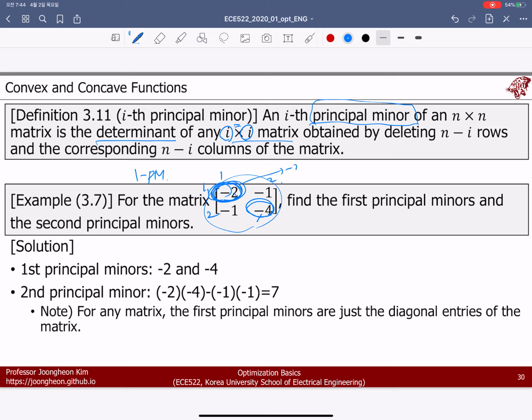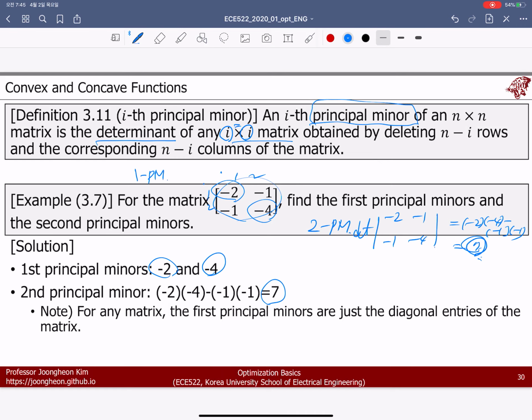That's why this becomes -2, this becomes -4. So these are our first principal minors. Then when you want to take the second principal minor, in that case we have to take the 1 2 1 2. When you take the 1 2 from here, we are taking the entire matrix. That's why we have -2 -1 -1 -4, and then we have to take the determinant. So in that case we are doing this calculation, that's why this becomes 7. Okay, so -2 and -4 are our first principal minors, and 7 is our second principal minor.